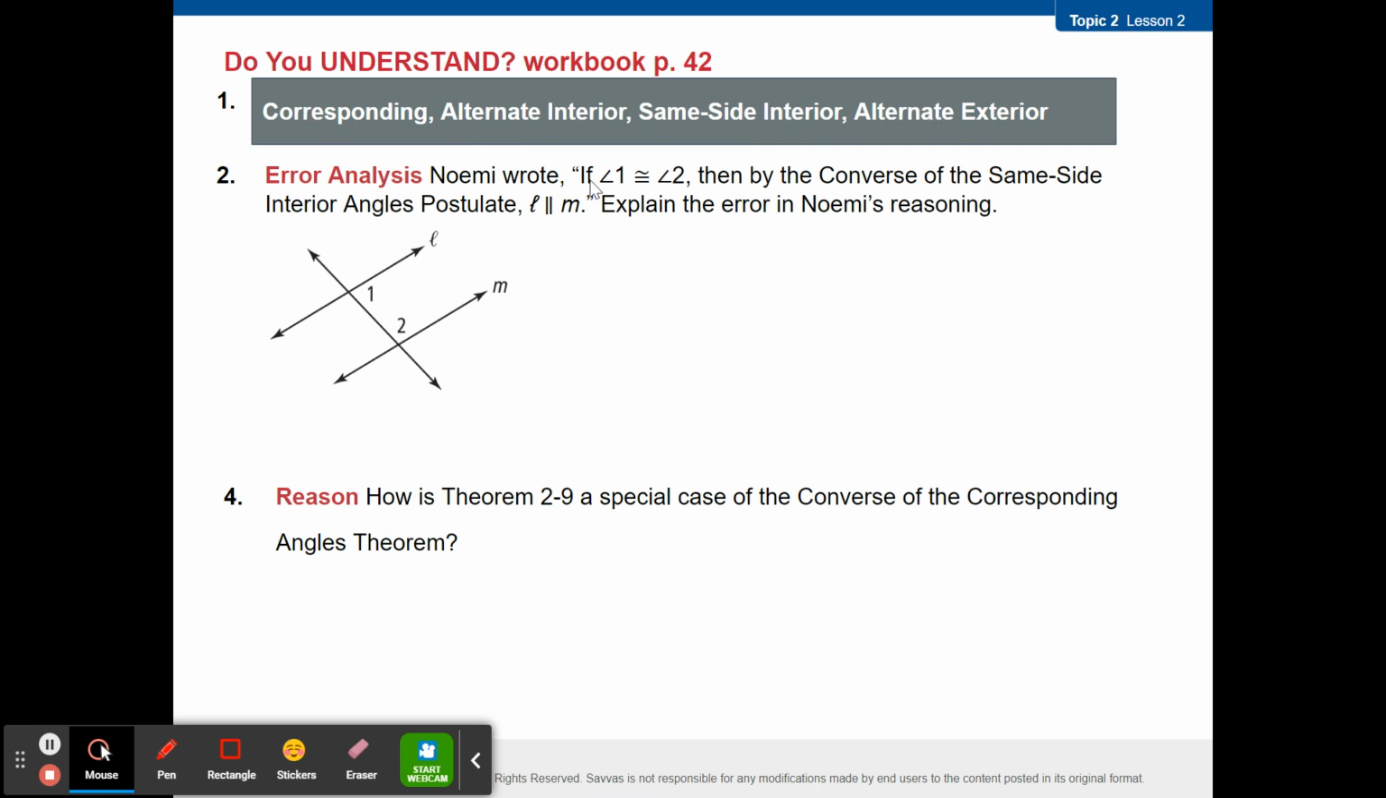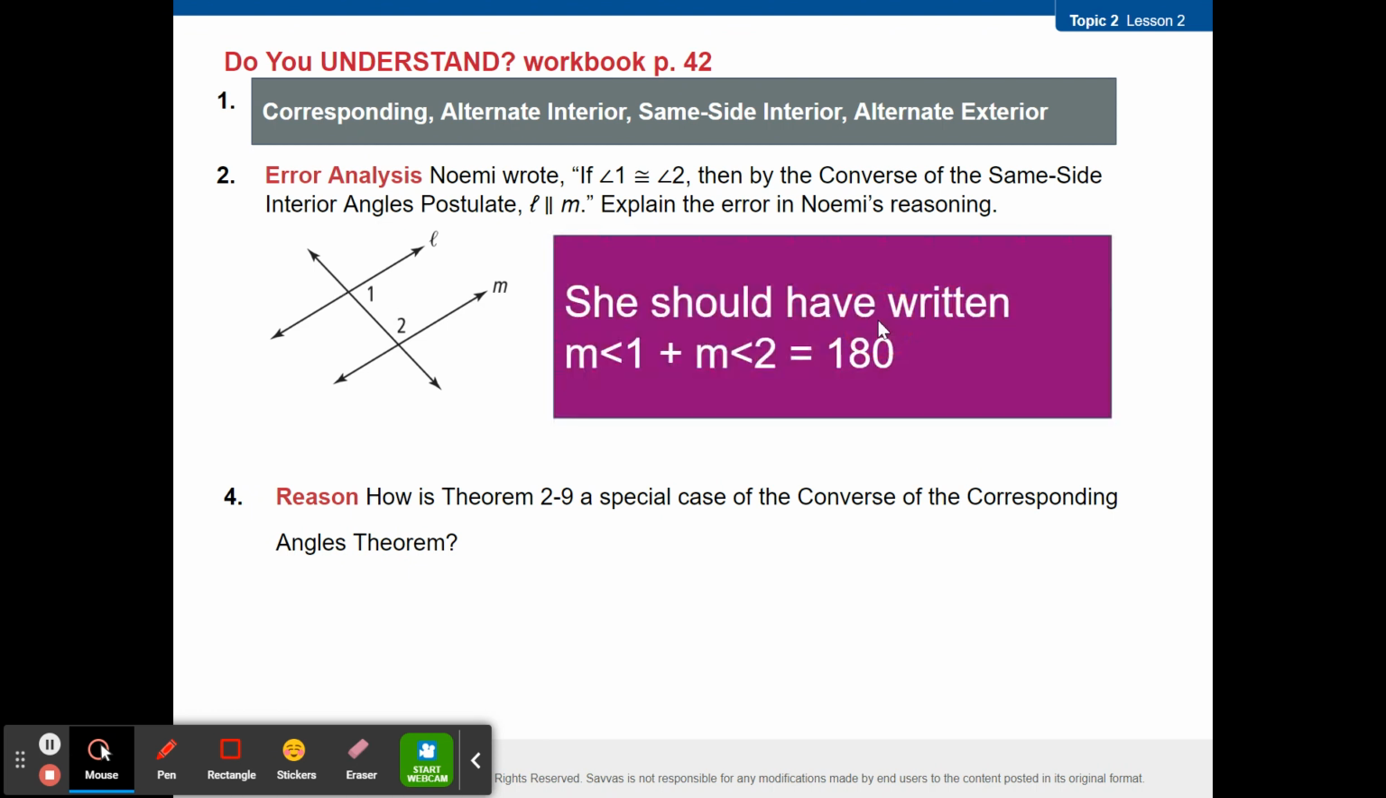All right, Naomi wrote, if angle 1 is congruent to angle 2, then by the converse of the same side interior angles postulate, line L is parallel to line M. Explain the error in Naomi's reasoning. It has to be if measure of angle 1 plus measure of angle 2 equals 180. Perfect. She should have written measure of angle 1 plus measure of angle 2 equals 180. Very good.